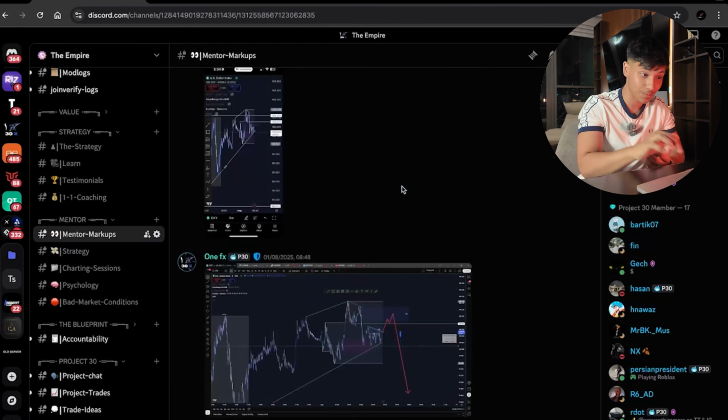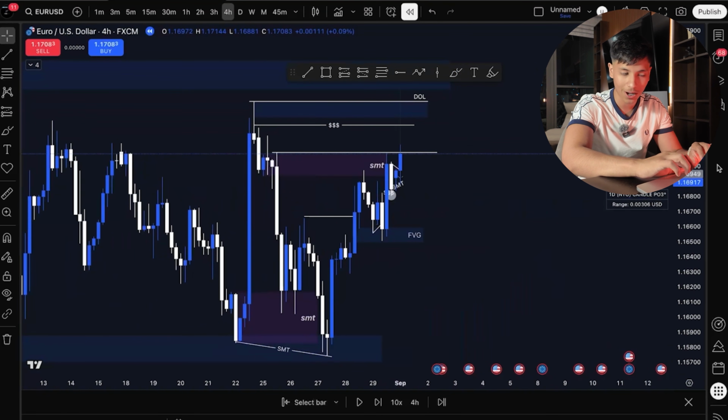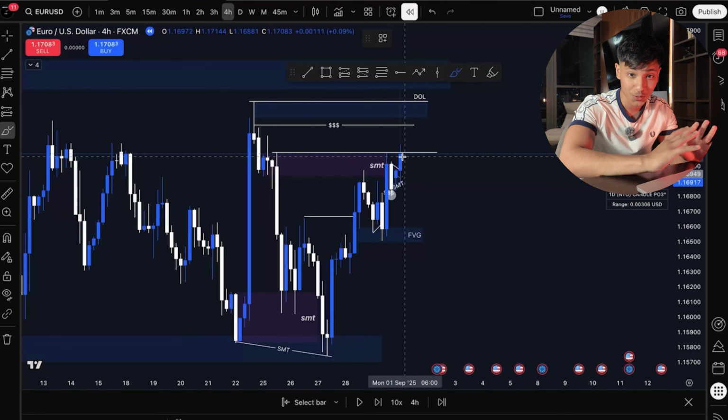I send so many outlooks into Project 30, and alhamdulillah, the majority of them land. Nevertheless, I'm going to explain that one more time just so you guys understand what I mean. The reason why I didn't target my drawn liquidity is because I understood it was a Monday, no news at the start of the week.